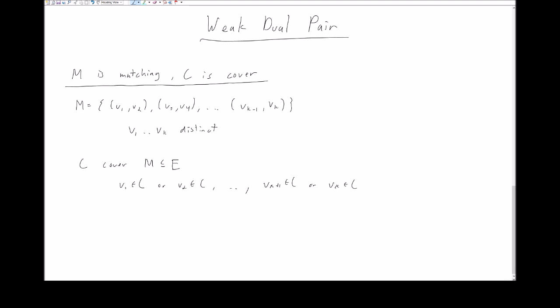Because all of these V's are distinct, we can conclude that for every edge in our matching, we have at least one vertex in our cover. That is, if we look at the size of our cover, just to cover the edges in the matching, we have to have at least one vertex per edge, so we have to have at least the number of edges in the matching in our cover. This is our final conclusion. And because C and M are the objective function values of our cover problem and our matching problem, these two problems form a weak dual pair.